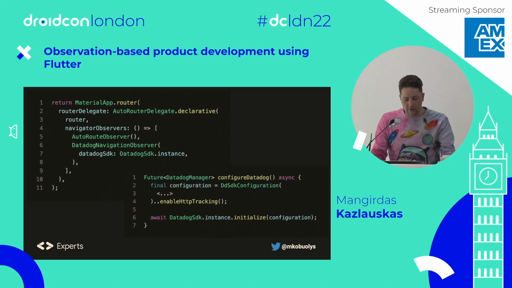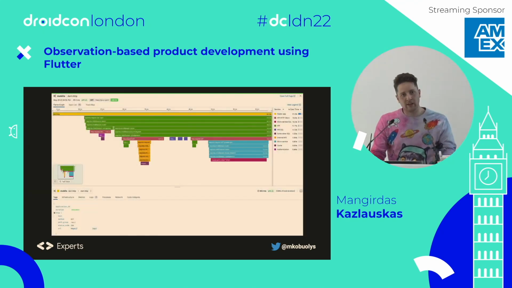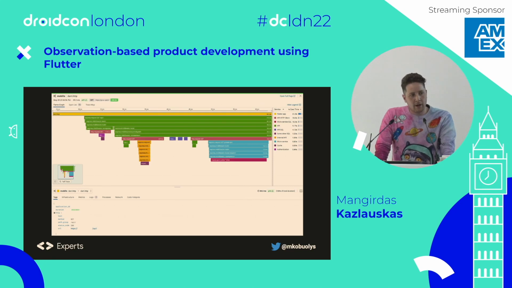And also, there's this specific function provided by the Datadog SDK, which is enable HTTP tracking. No magic there. It just adds some additional headers to your request, so those headers can be used later on to investigate the requests. And this is the example from application performance monitoring, more specifically the request tracing. This is provided as a flame chart. At the top, you can see the request that was sent from the mobile device.